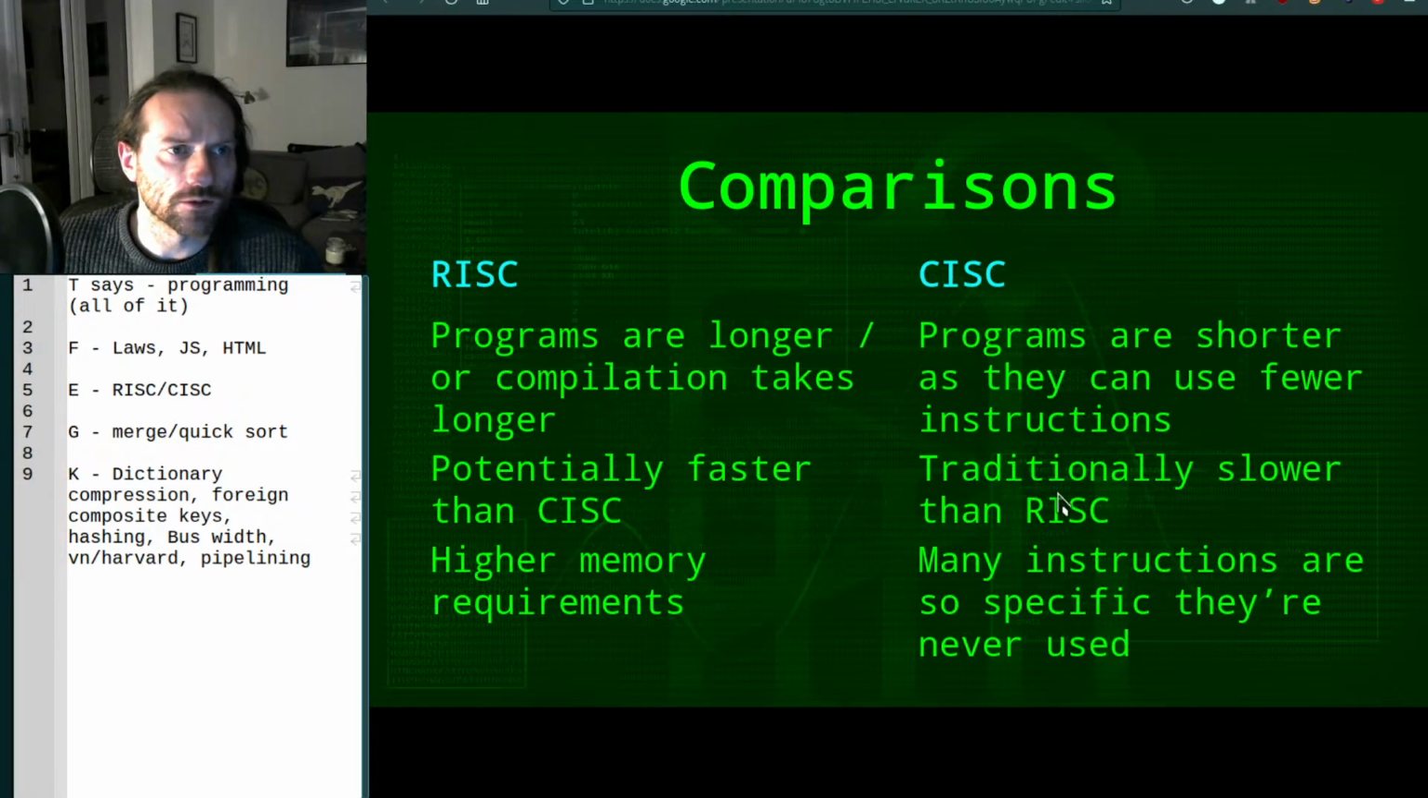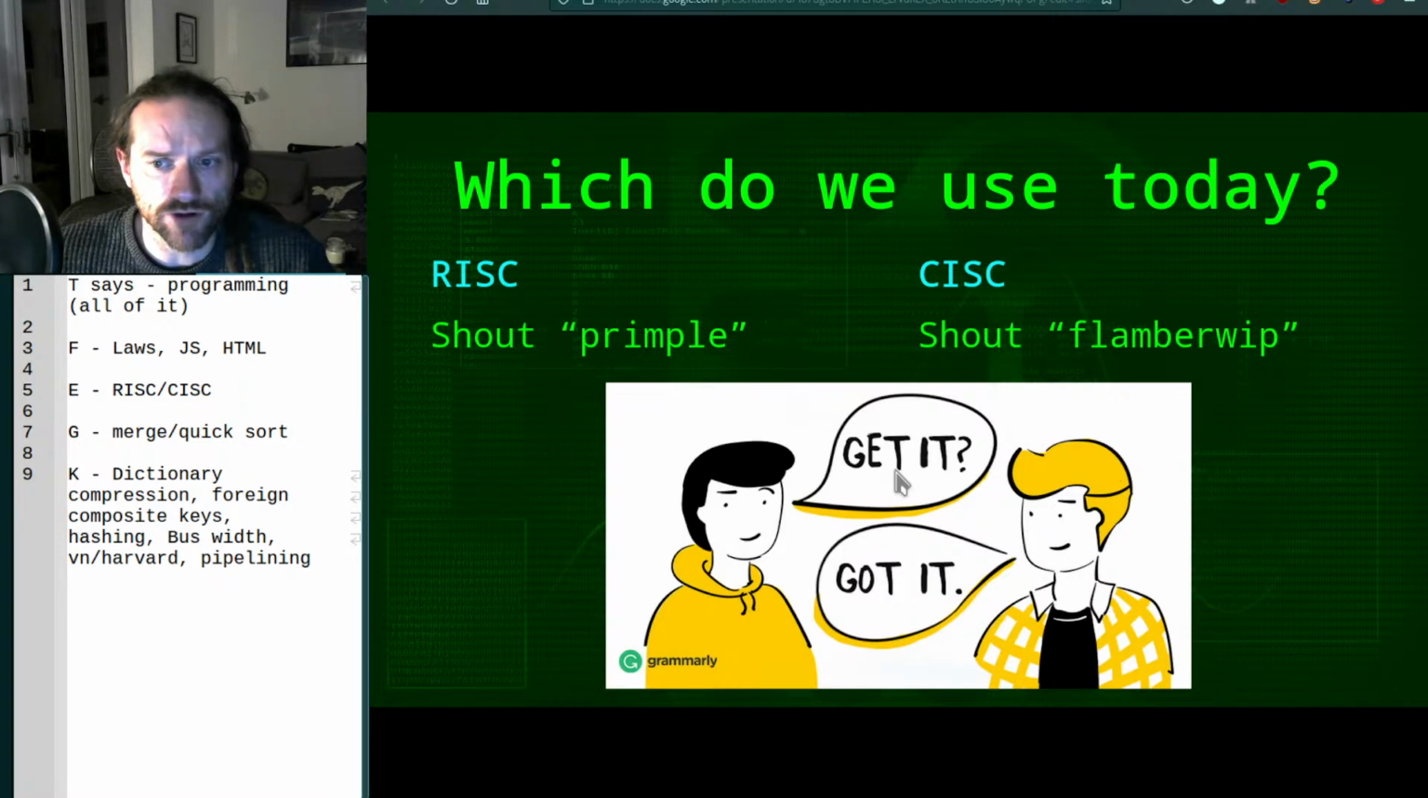It's difficult to make these sorts of comparisons these days because a lot of the CPUs are kind of a hybrid between the two. But as far as the exam board's concerned, these are the comparisons to make. One of the disadvantages of CISC is that many instructions are so specific they're never used. You might have a CISC CPU with 100 different highly specialized mathematical functions, which made sense when the CPU was manufactured because it was manufactured for a specific purpose, but it has then become a general purpose CPU, and that stuff has become irrelevant.